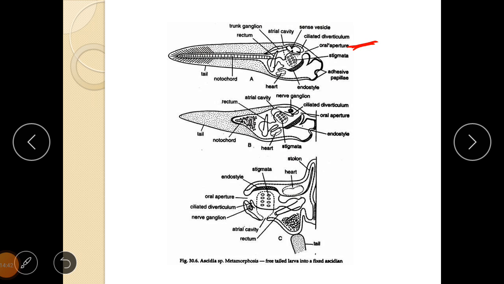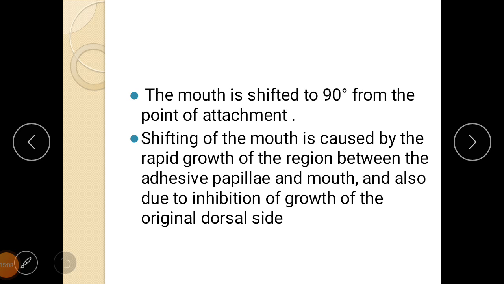If you remember, I told you that they actually have a mouth structure, but they won't take any food because they only live in the water for limited hours, maximum 4 to 5 hours. At that time they just undergo metamorphosis. So even though they have a mouth, the digestive system is not well developed. According to the point mentioned here, the mouth is shifted 90 degrees from the point of attachment.